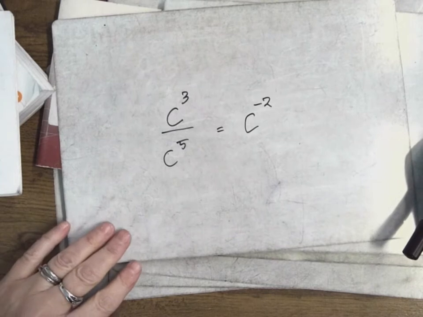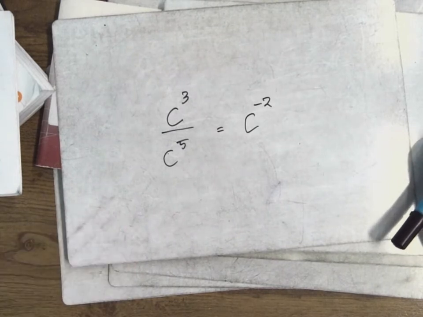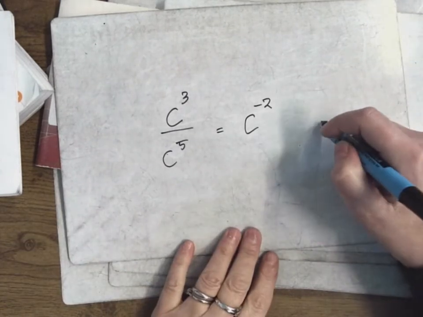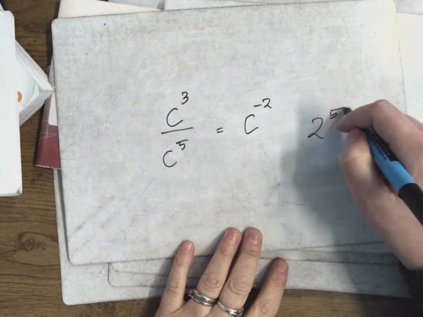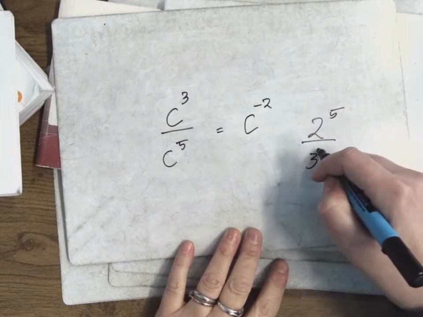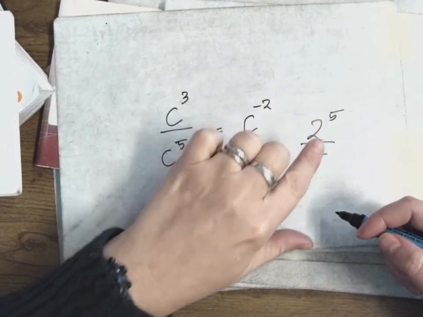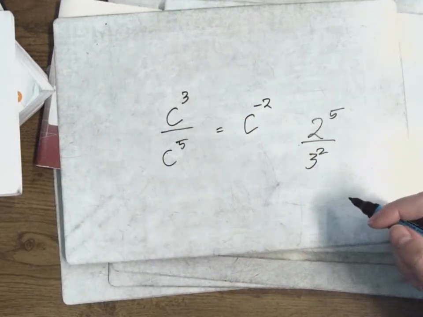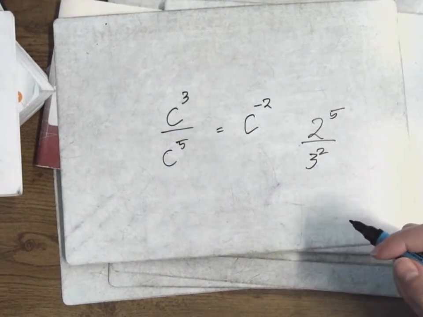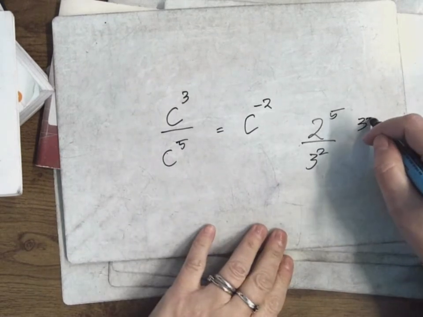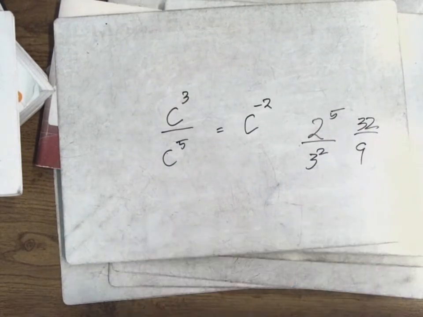You know what, when you're dividing and they have different bases, if you have something like 2 to the power of 5 divided by 3 to the power of 2, you can't do it. There's no shortcut. The bases have to be the same. So the only way to do that is 2 by 2 by 2 by 2 by 2, which is 32, divided by 9.